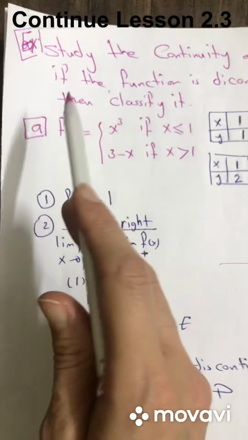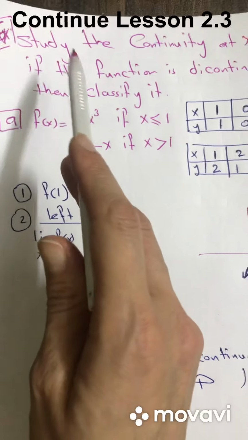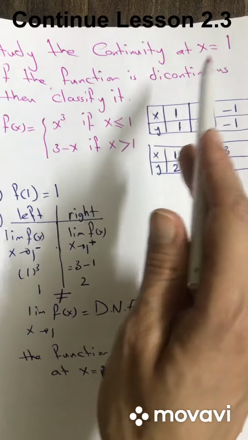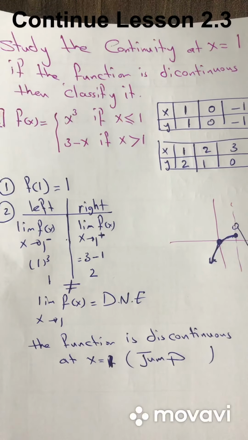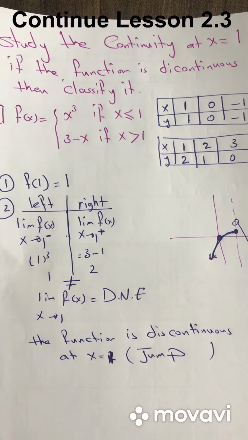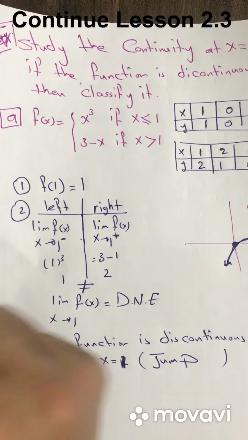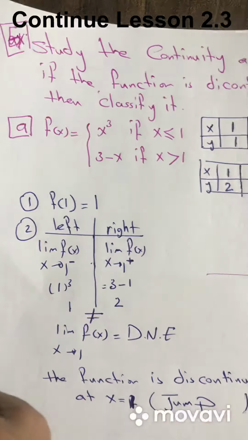Let us take an example about continuity. Study the continuity at x is equal to 1. If the function is discontinuous, then classify it. What about this function? And as you can see, it's a piecewise function.